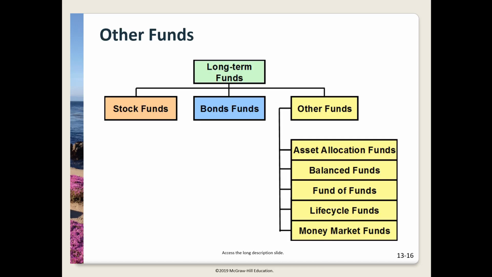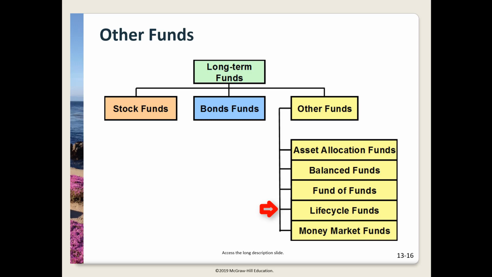The other fund category covers basically everything else. Asset allocation funds are aimed at investing in a mix of assets to achieve a high return. Balanced funds invest in both stocks and bonds with a goal of protecting principal and generating income. A fund of funds invests in other mutual funds, increasing diversification, but also increasing the fees charged.